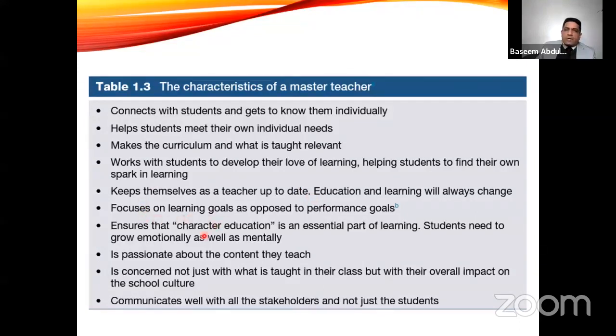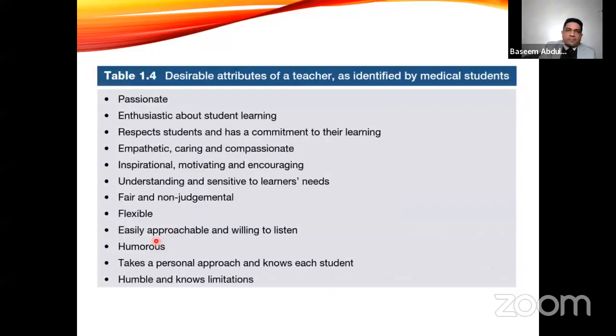The teacher focuses on learning goals as opposed to performance goals, ensures that character education is an essential part of learning. Students need to grow emotionally as well as mentally. The teacher should be passionate about the content they teach and is concerned not just with what is taught in their class, but with their overall impact on the school culture. And finally, communicates well with all stakeholders, not just the students. The stakeholders, I mean maybe the university level, maybe the stakeholders in the university, or even in the community or in the hospital setting.